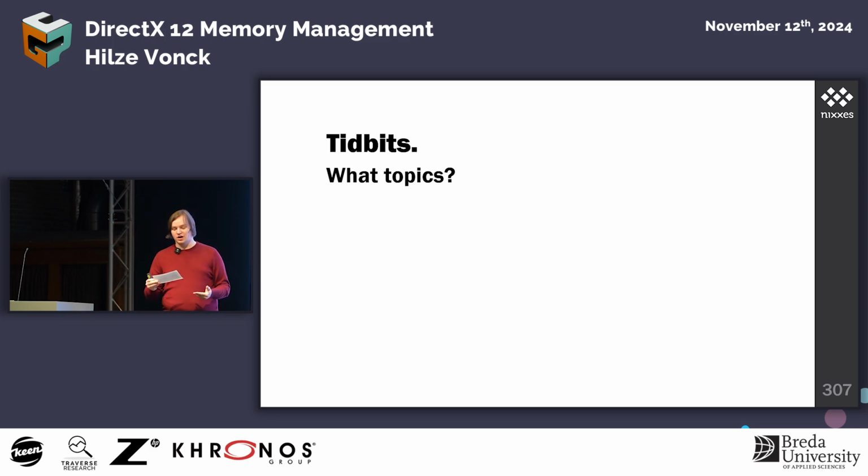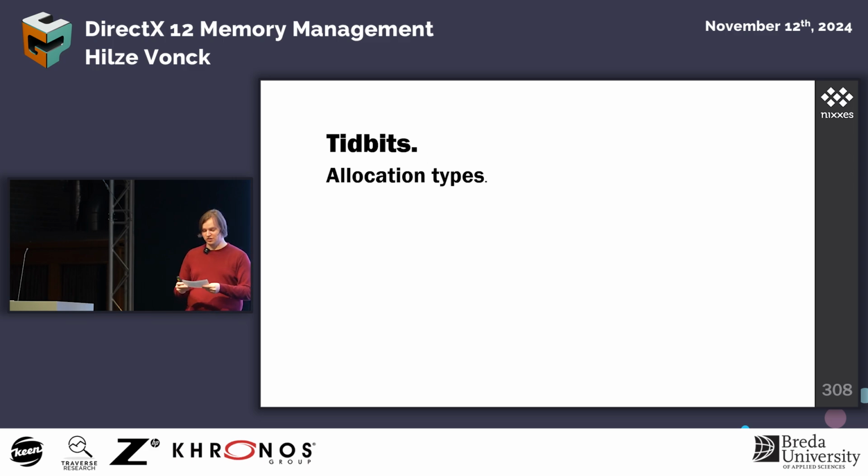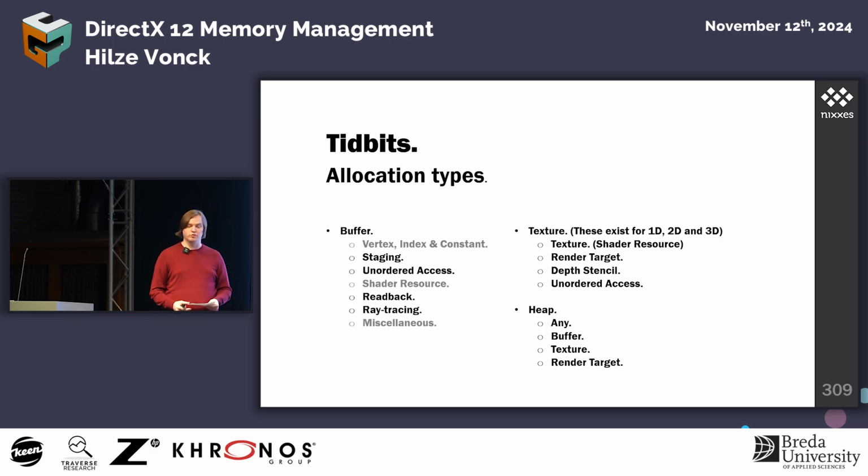I'd like to close this talk off by addressing some smaller topics which I still think are important, starting off with the allocation types. I've been referencing these throughout the presentation, and this is an overview of all of the different allocation types that we support. The ones that are black are the ones that we can automatically detect, while the ones that are gray need to be specified by the user.